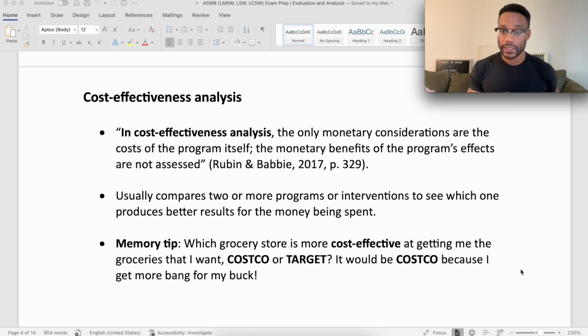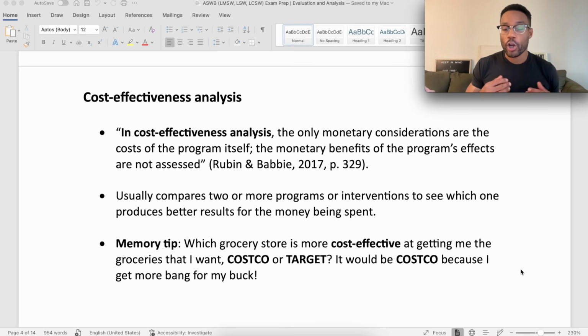Now looking at cost effectiveness analysis, and I know cost effectiveness, cost benefit, it could be confusing for many of us, but no worries, I got you. I broke it all down for us. So in cost effectiveness analysis, the only monetary considerations are the cost of the program itself. The monetary benefits of the program's effects are not assessed. It usually compares two or more programs or interventions to see which one produces better results for the money being spent.